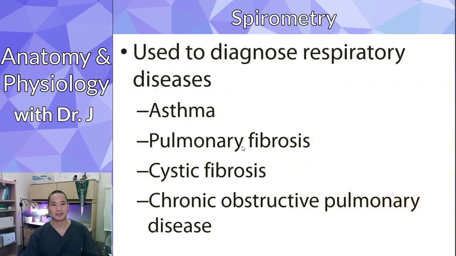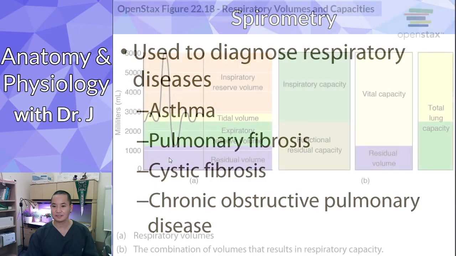Now, why is it often done? Well, respiratory diseases can affect the amount of volume and also the rate of your breathing as well. So for things like this laundry list right here, you can use spirometry to help in the diagnosis of these diseases. It won't be the only tool that diagnoses these diseases, but it's a very powerful tool.